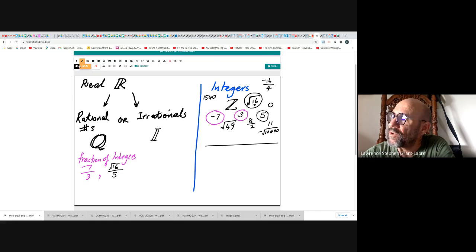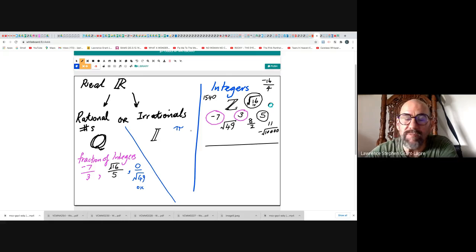The thing is, we cannot use 0 on the denominator. That's our only rule here. We cannot use 0 on the denominator. But you can use 0 on the top, you can put 0 on the numerator. That's fine. And square root of 49 on the denominator is okay. But you just can't put 0 underneath. Now, irrational numbers are numbers that are not able to be represented as fractions.